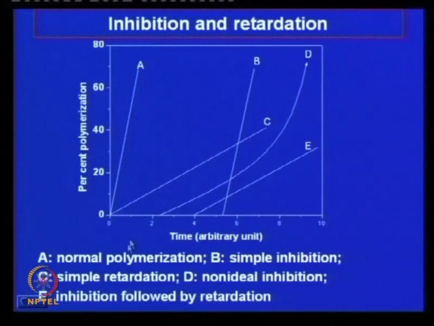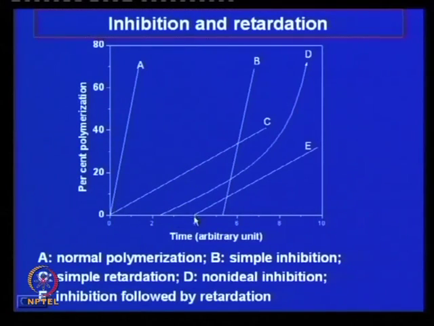Now, look at curve C. It starts polymerization from the very beginning, but the rate is not as high as in case A. That means the polymer growth is retarded. Free radicals are produced that start polymerization, polymer growth occurs, but at a slower speed, and that is called retardation. When polymerization starts, once the initiation has occurred, if there is no initiation, there is no polymerization, and the growth rate may be different.